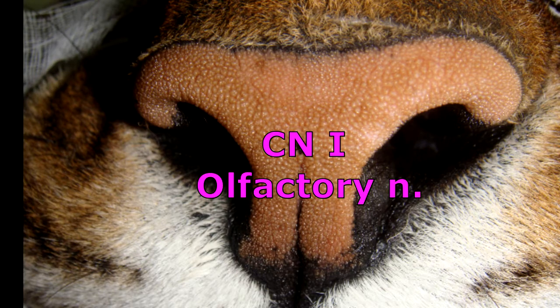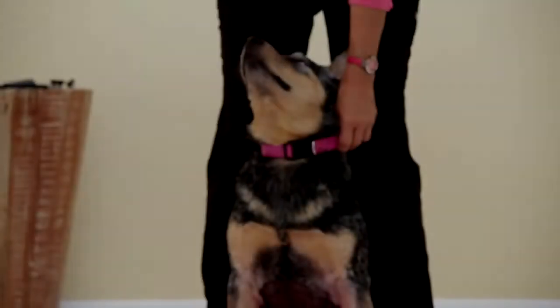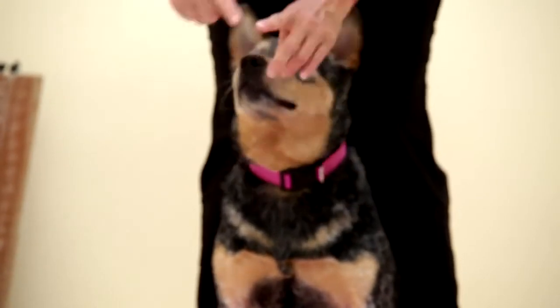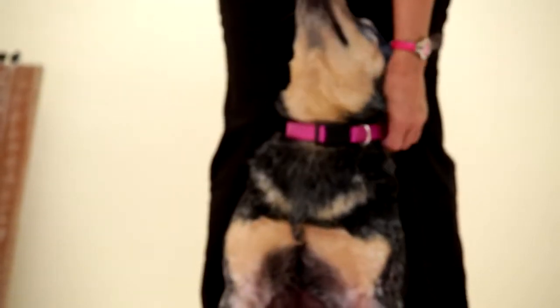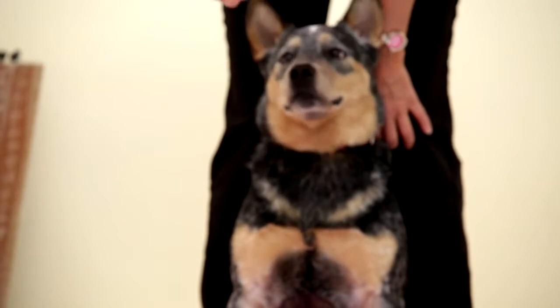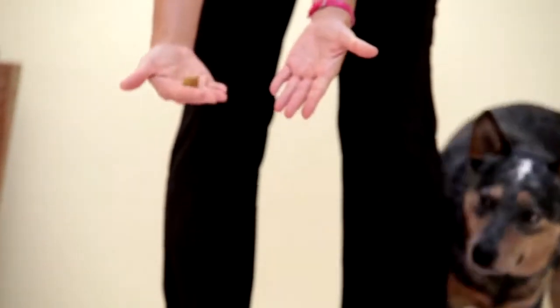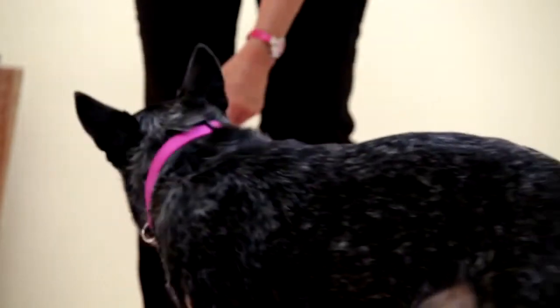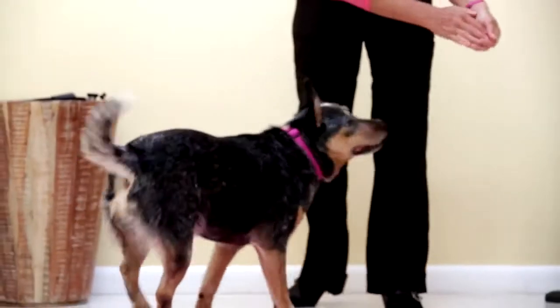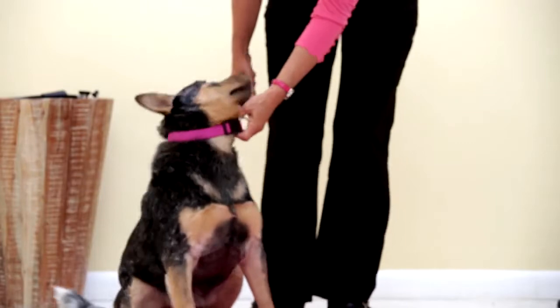Olfactory nerve, cranial nerve 1. This is a difficult test to do, and it does not assess left from right. A treat is the easiest way to go about it. Place the treat in one hand. Allow the patient to settle in and settle down.